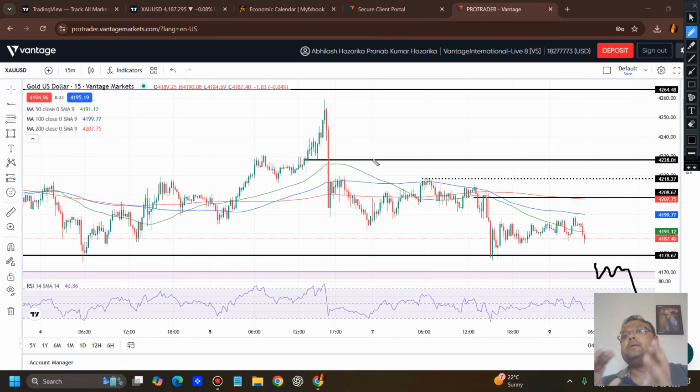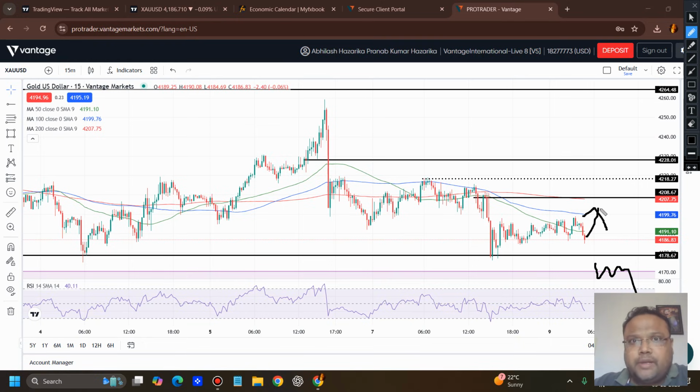So the buy zone is around 4165, 4170. And if the selling pressure is too high, after one bounce, if you see the market is coming down, then we can see the market going below 4163 as well.